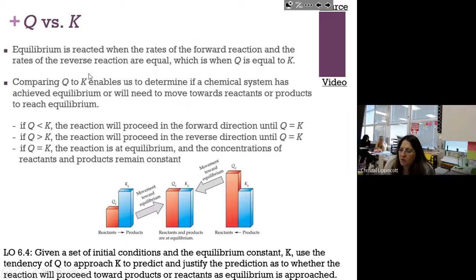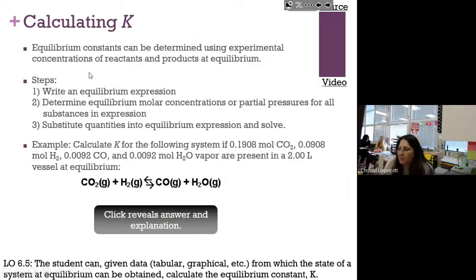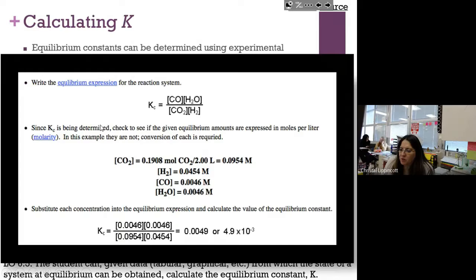All right, we talked about K versus Q. They listed Q versus K here. I don't like that. All right, calculating K, you're going to write your equilibrium expression. You're going to do your partial pressures or concentrations, depending on what you're given, and then you're going to sub that into the equilibrium expression and solve.